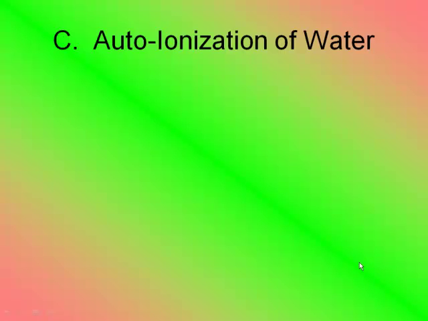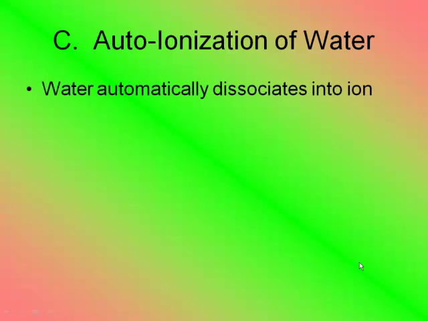So in this podcast, I'm going to talk about two things. I'm going to talk about the autoionization of water, and I'm going to talk about indicators, both of which pertain directly to titrations.